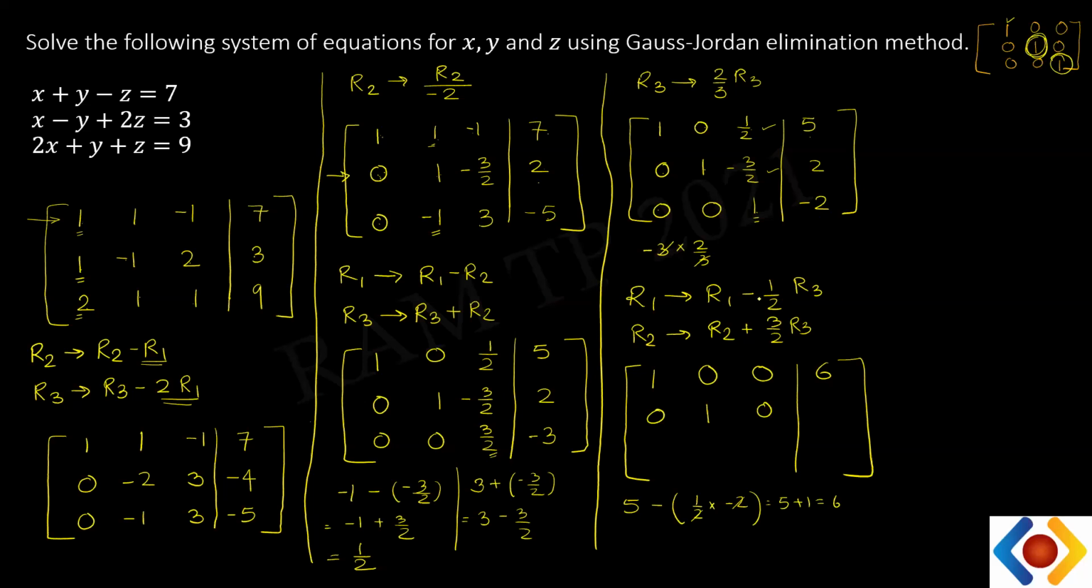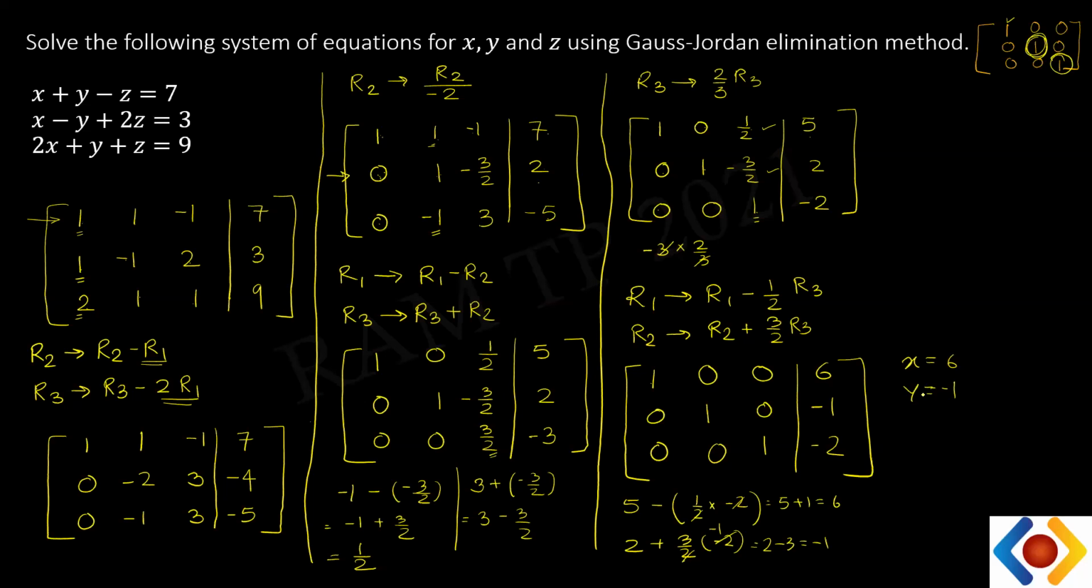2 plus 3/2 of minus 2. Okay, let's be careful here. 3/2 of minus 2: the 2s cancel, this will become minus 3. 2 minus 3, minus 1. Okay, we got minus 1. Last row we didn't change anything. So 0, 0, 1 and minus 2, and we're done. What does this tell you? X is equal to 6, Y is equal to minus 1.